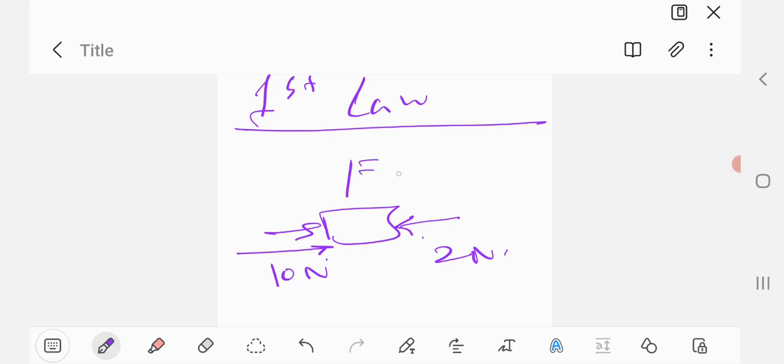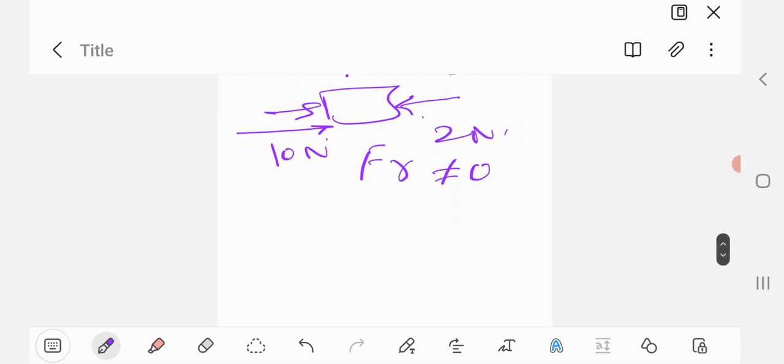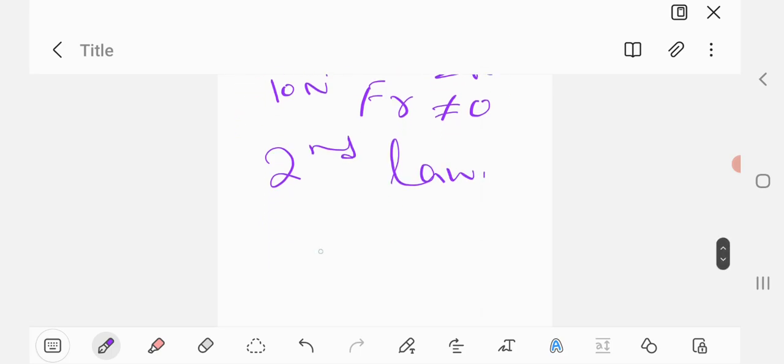Now the resultant force is equal to 8 Newton, and at this time the resultant force is not equal to zero. Then Newton's second law will come, and Newton's second law says that if there is a resultant force on an object, acceleration will be produced in the direction of the force. And this is a formula to find the acceleration.